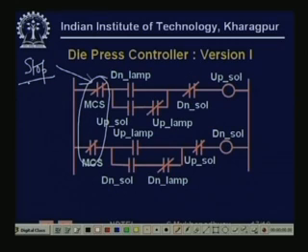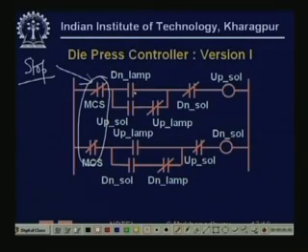Now initially suppose the press is in the bottom position, so the down lamp, that may be the parking position or the shutdown configuration. We are not discussing how it will come to the shutdown configuration. We are just saying that from the shutdown configuration, if it starts, how does it start? Because the down lamp will be made, so this will become on.